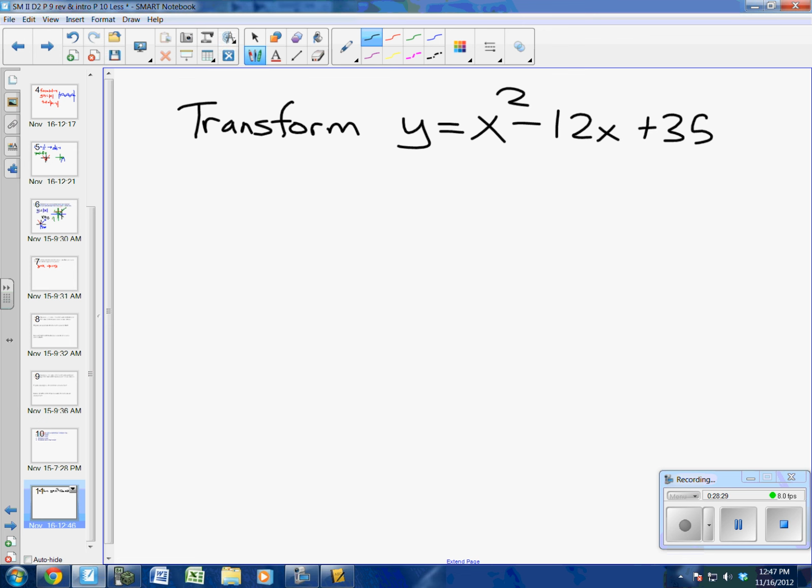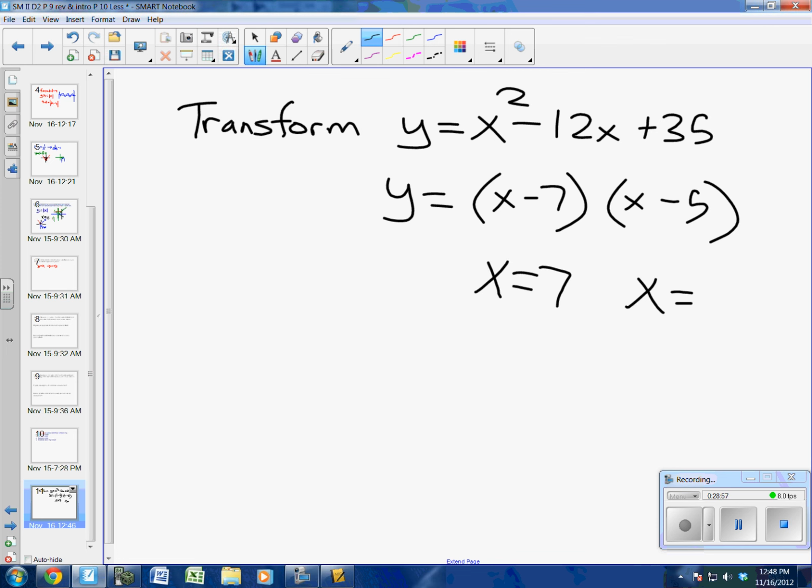Not vertex. Factored form. In other words, I'm going to factor that. What do I factor that to be? What does that factor to be? X minus 7 and x minus 5 would work, because negative 7 times negative 5 is positive 35, and you add them together, you get negative 12. How does that help me find the zeros? What would the zeros be? 7 and 5. Are there any questions on that?